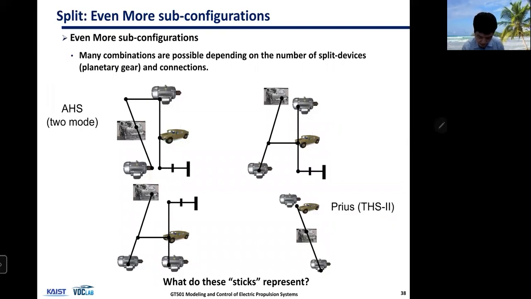And the same message applies here. There are different ways of creating different split hybrids, but some are better in fuel economy, some are better at acceleration performance, and some are not even feasible as a vehicle powertrain. Okay.